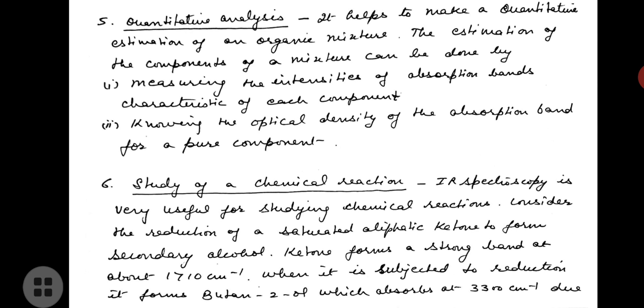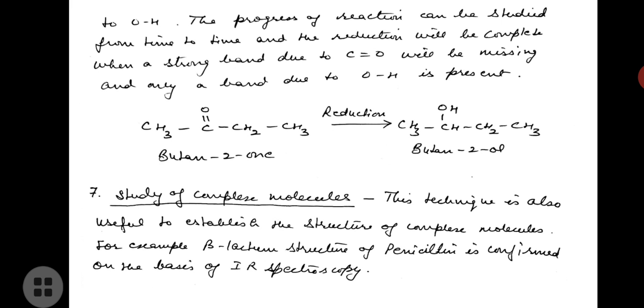Then the next one is study of a chemical reaction. So IR spectroscopy is very useful for studying chemical reactions. It is also used to predict the products formed in a photochemical reaction. Now we'll study this with the help of an example. Consider the reduction of a saturated aliphatic ketone to form a secondary alcohol. So here is the reaction. You can see butan-2-one on reduction forms butan-2-ol.